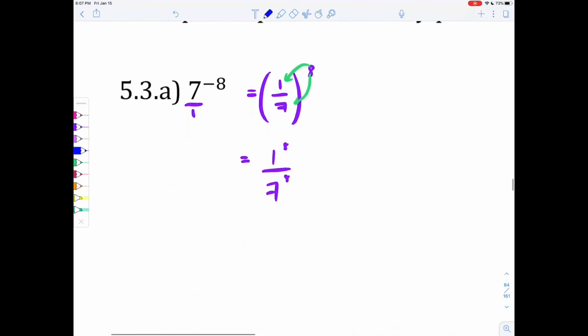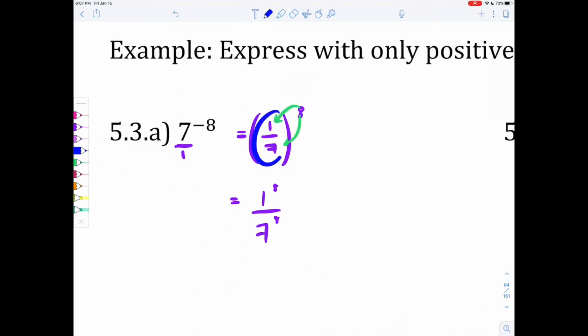So looking here, we took the reciprocal of our base to make it 1 over 7. This exponent was distributed to both my numerator and my denominator. And then, we never really write 1 to the power of 8, so we just write it as 1 over 7 to the power of 8. And my exponent is now positive. I am a happy camper.